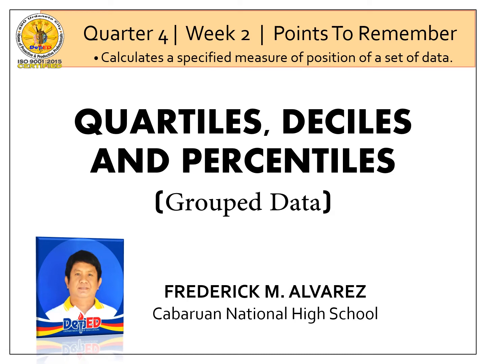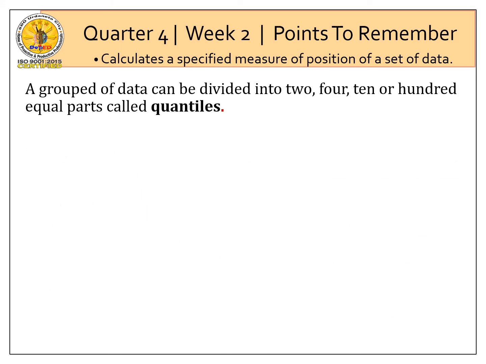Quarter 4, Week 2, Points to Remember. With learning competency, calculates a specified measure of position of a set of data. These measures of position are quartiles, deciles, and percentiles using the group data. A group of data can be divided into 2, 4, 10, or 100 equal parts, called quantiles.